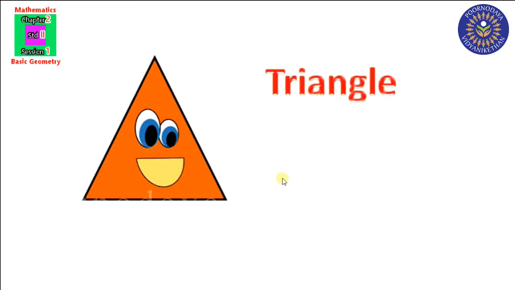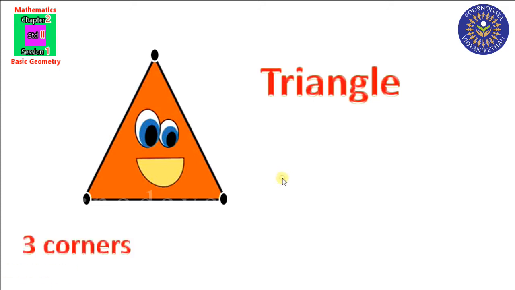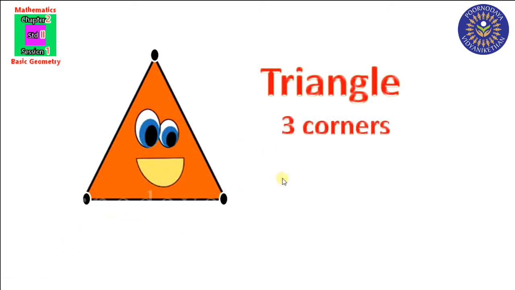It's a triangle. It has how many corners? 1, 2, 3. A triangle has 3 corners. Then, how many sides does it have? 1, 2, 3. A triangle has 3 sides.